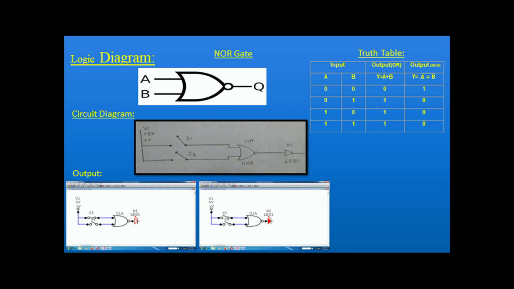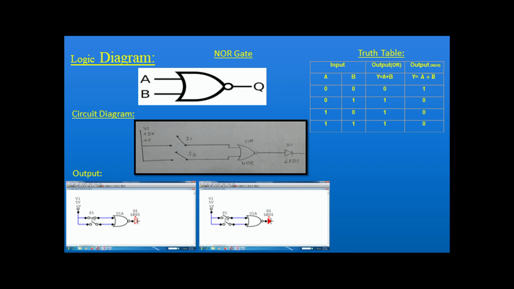Here also you can see the circuit diagram. The first switch S1 is 1, S2 switch is 0, so 1, 0. What is the result for 1, 0? From the truth table, S1 is 1, meaning the switch is closed so the input is 1. The switch is open, so the input is 0. What is the output of the NOR gate for 1, 0? 0. See, the LED light is off. There is no light on here.